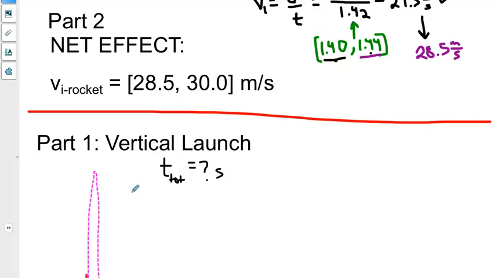What did we know for certain? Well, usually for the throw up, this is the vertical launch, the up version, not the down version, obviously, I tell you to use up as positive. So we know the acceleration. What is it? If up is positive, what's the acceleration going to be? Negative 9.81. There you go. So negative 9.81 meters per second squared.